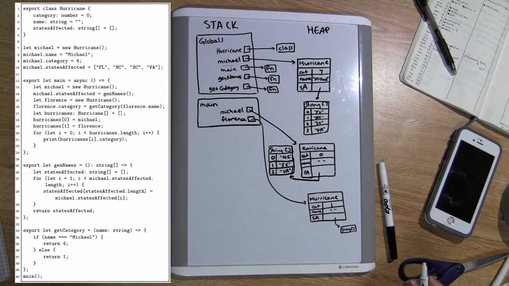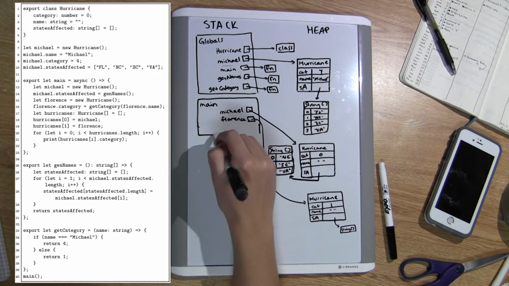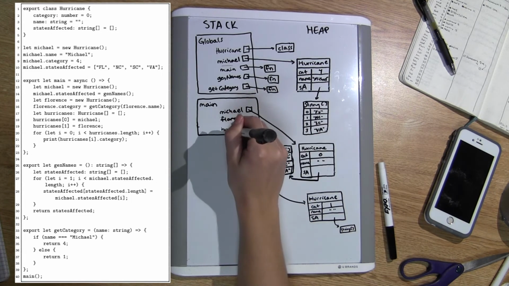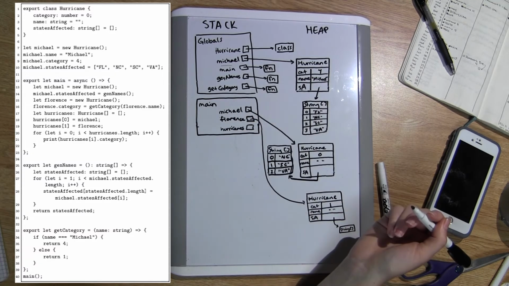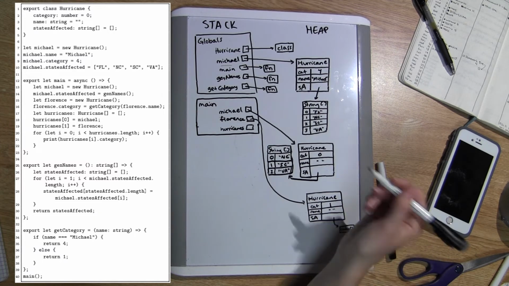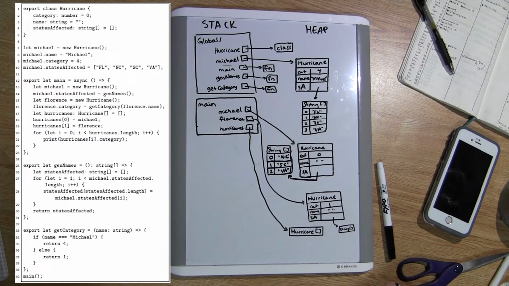On to line 17. I didn't quite make my main frame big enough, so I'm just erasing this, giving myself a little bit more room, because now we have a new variable to add to our main frame, the hurricanes variable. Now we're initializing hurricanes with a hurricane array, which is an empty array, so we can go ahead and draw that out in our memory. Even though this array doesn't have any information in it yet, just the fact that this array exists in memory is something that we want to mark down in our heap.